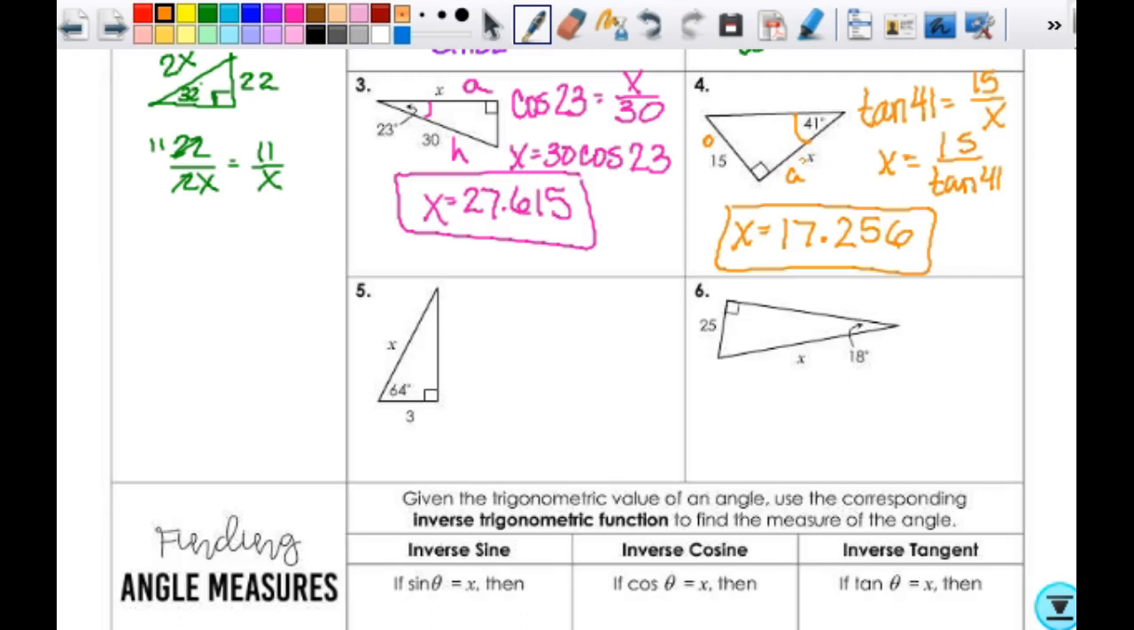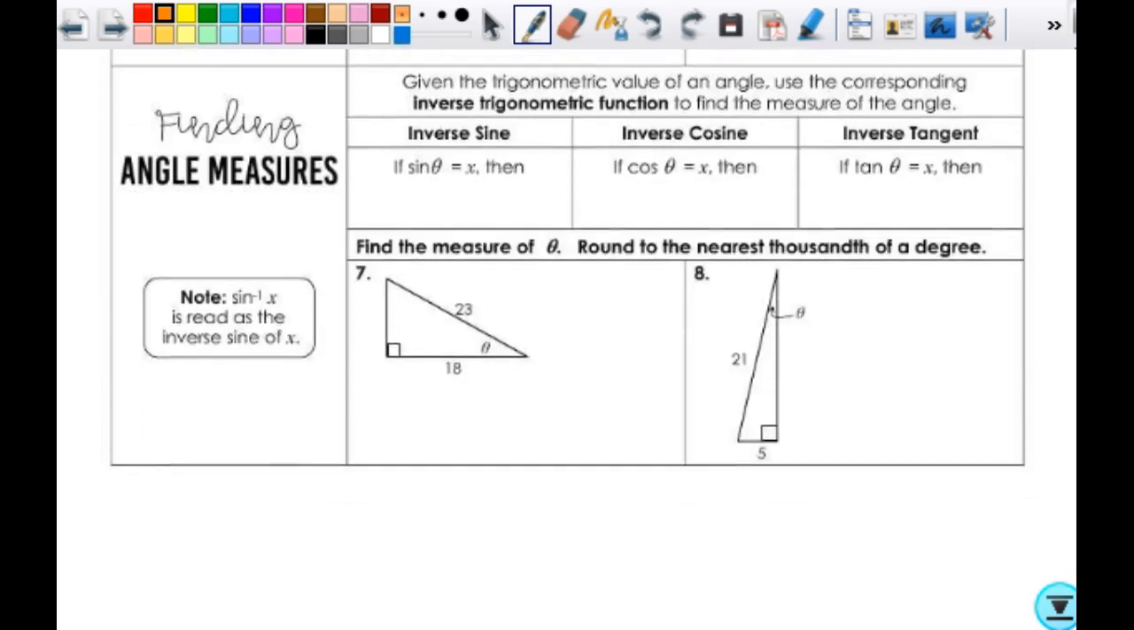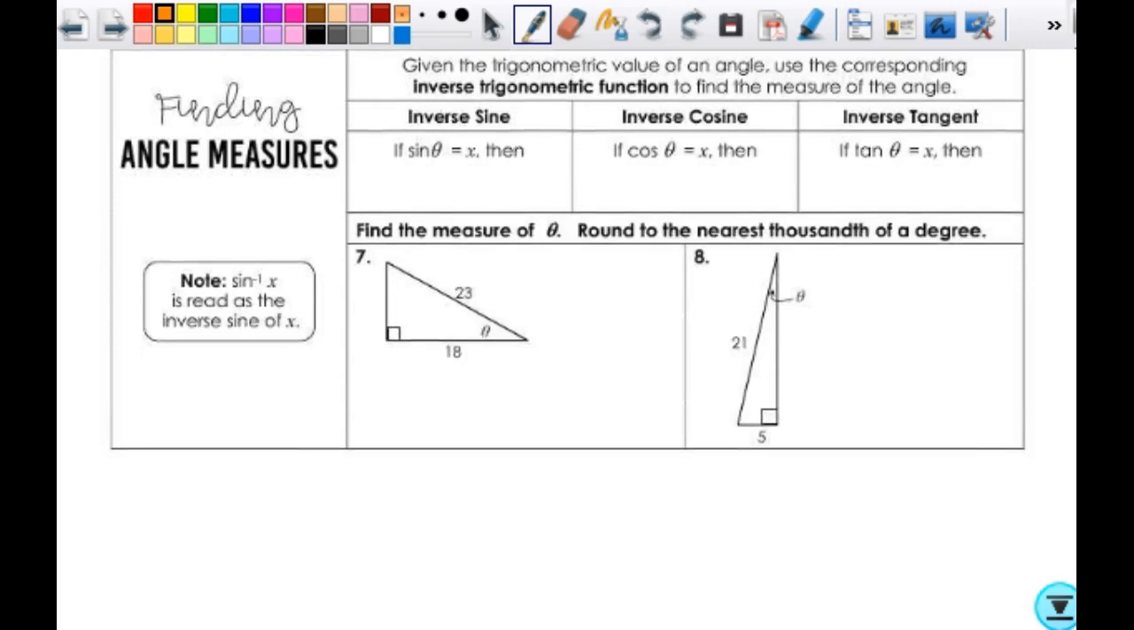That's usually when it's really important, because it pushes you out of your comfort zone and you just assume it's wrong. All right, so let's look at this. It says, given the trigonometric value of an angle, use the corresponding inverse trigonometric function to find the measure of the angle.